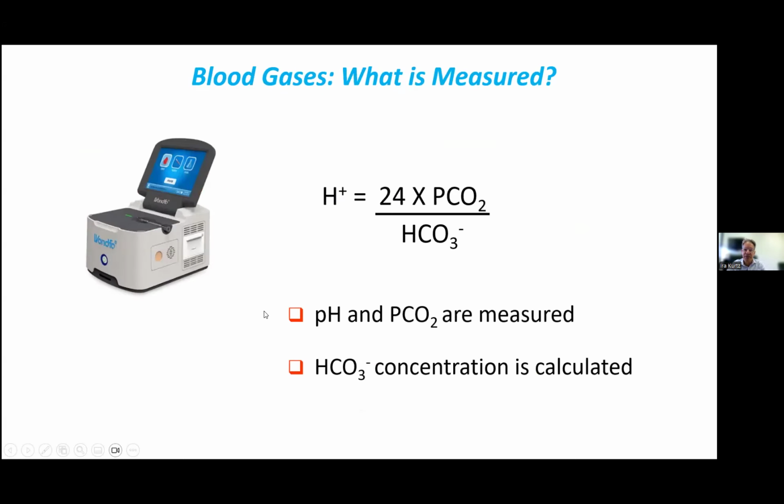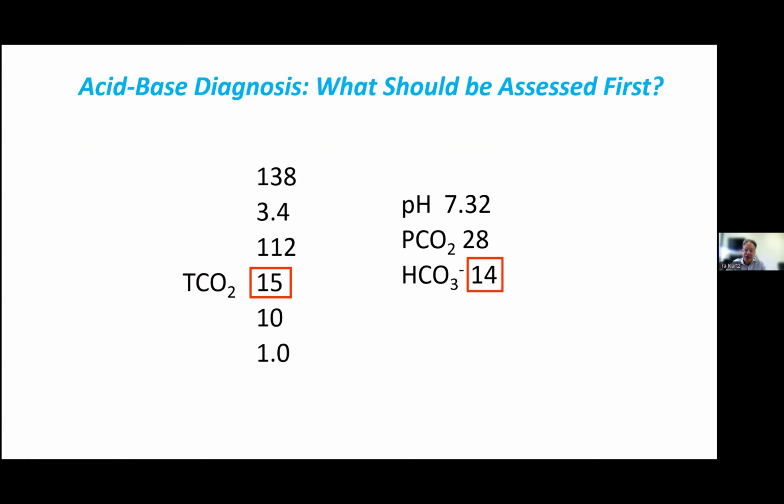So getting back to blood gases, what's measured, as I said before, the pH and the PCO2 are measured with electrodes, and the bicarbonate is calculated from either this equation or the full Henderson-Hasselbalch equation. So then what should be assessed when you're confronted with a whole slew of complicated numbers? If you think about it, we get the total CO2 from the chem panel, and we have all these numbers that we get when we're asked to make an acid-base diagnosis. So you need to have an approach, and the approach should be the same in every single patient.